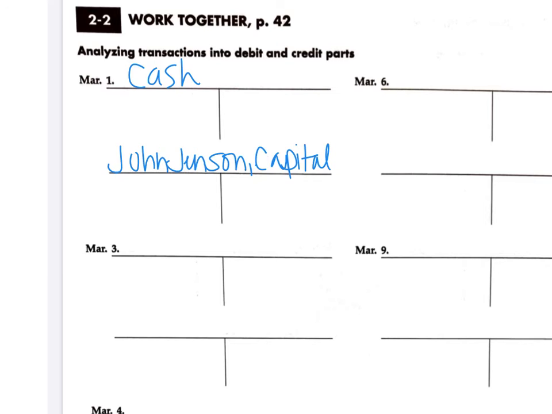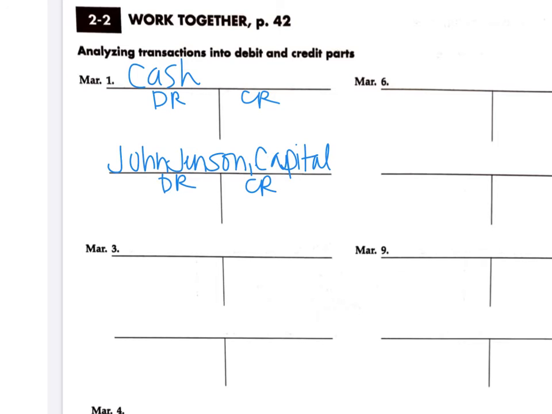So I always need a debit and a credit. So we need to figure out what account is debited and what account is going to be credited. Well, cash is an asset. So if you need to, go ahead and label debit and credit on each side of this.